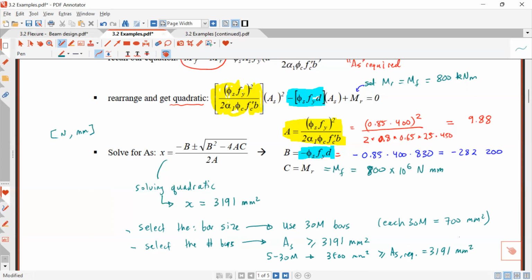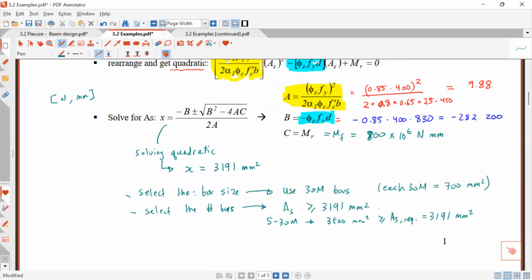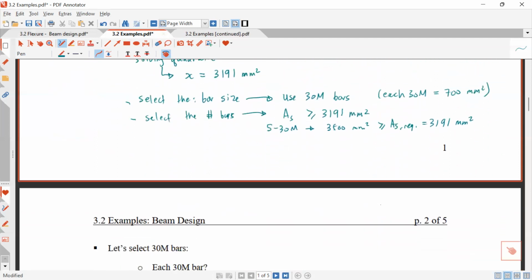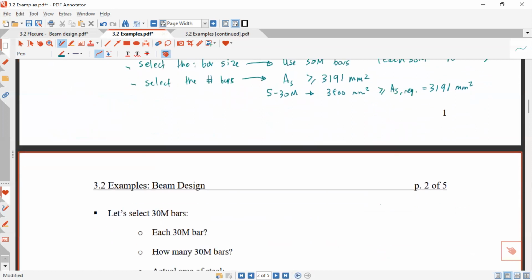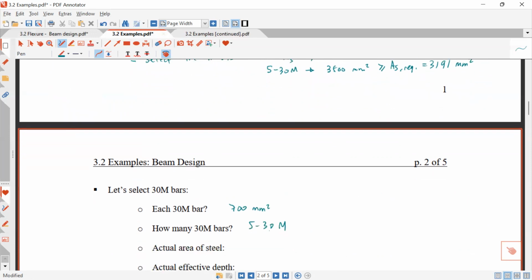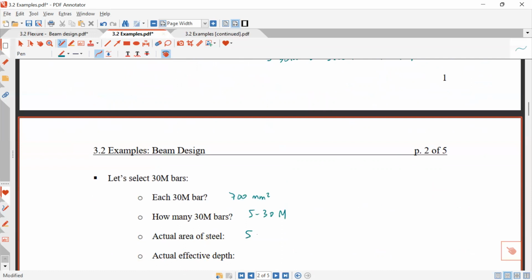Everybody sees here, if I had used 20Ms, I'd have a different bar size and I would choose a different number of bars. Okay, so we have this. We're going to use 3,500 millimeters squared. So now we do this verification. This is what I was just saying here. Let's select 30M bars. Each 30M bar is 700 millimeters squared. How many 30Ms? We're going to use 5 30Ms. And then the actual area of steel is 5 times 700, which is 3,500 millimeters squared.